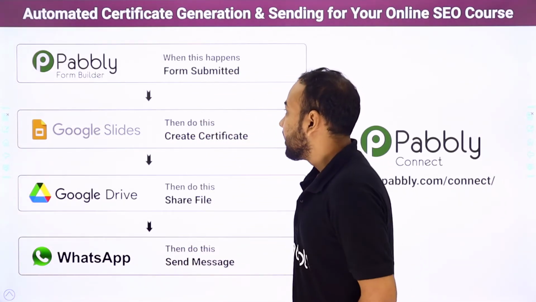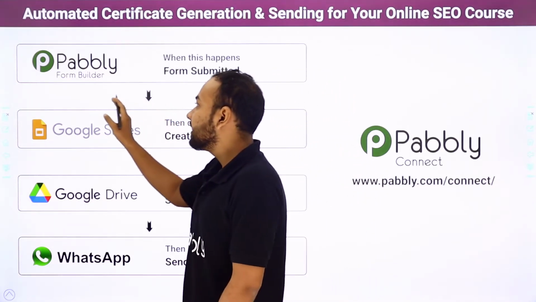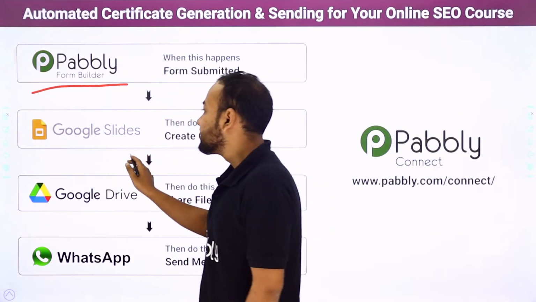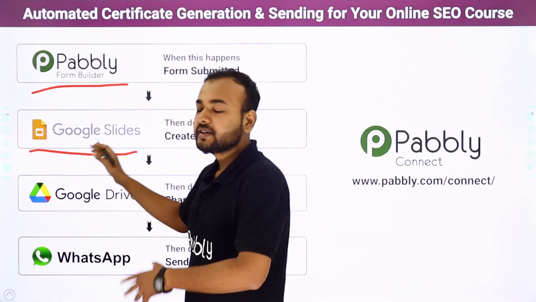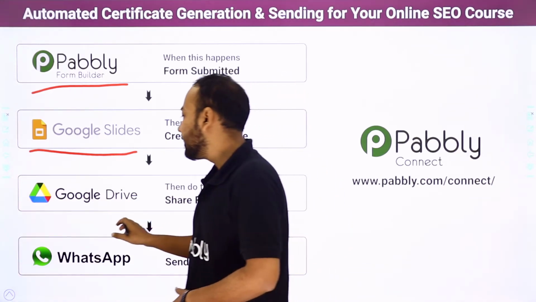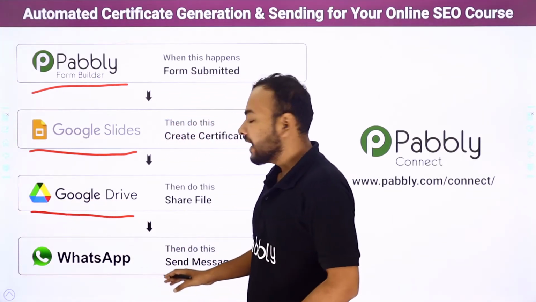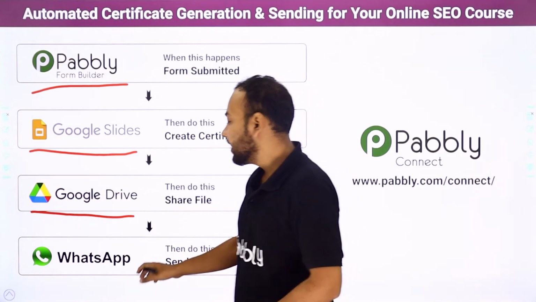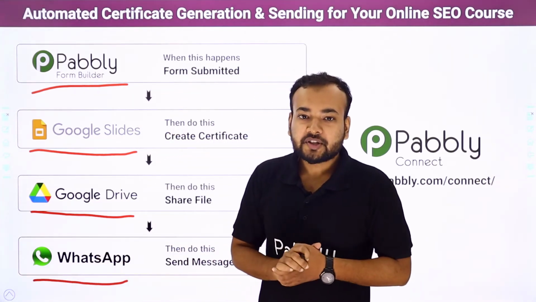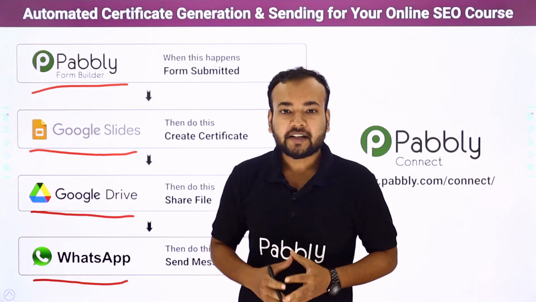One is that as and when you get a form submission, you manually collect the data of your student from Pabbly Form Builder, then go to Google Slides and manually create a certificate. Then you save that certificate here in a Google Drive, and after that you compile a message manually in which you attach that certificate and send it on the WhatsApp account of your student. So guys, this process can be very problematic, tiresome and repetitive. So we have a better way for you.